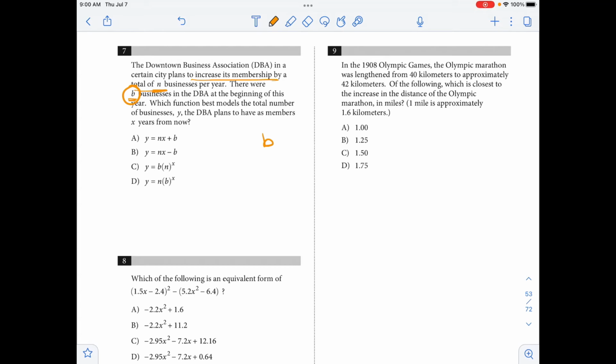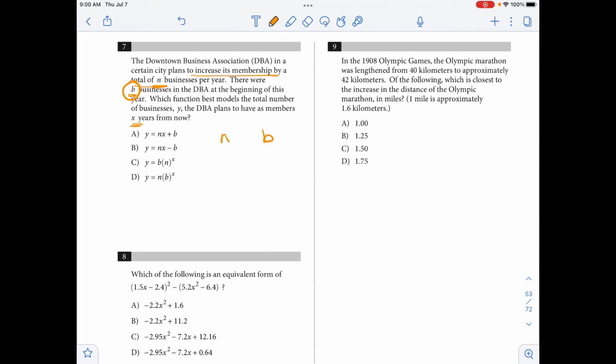Okay, so each year it wants to increase its membership by a certain amount, by N. Now, it says here years are X. So you're going to multiply that N by X. So it starts with B, and then every year, which is the X, it's going to increase by N businesses. And that's going to tell you how many members it has. So in this case, it's Y equals NX plus B.